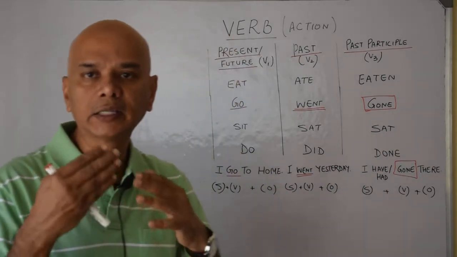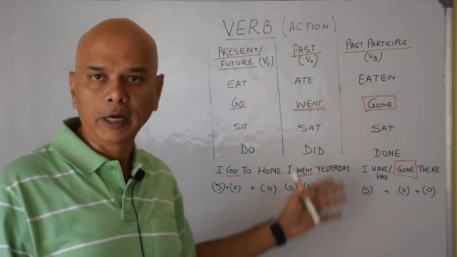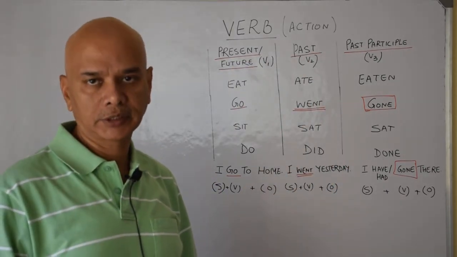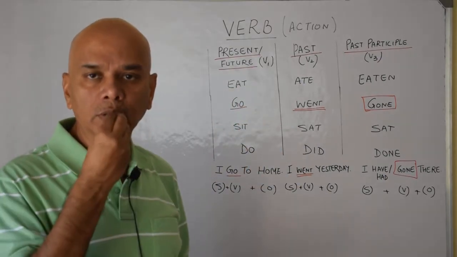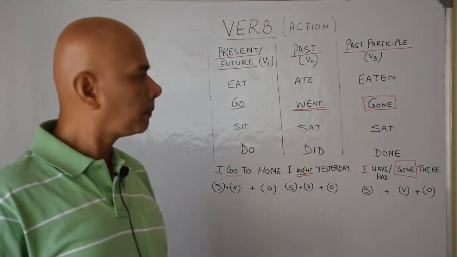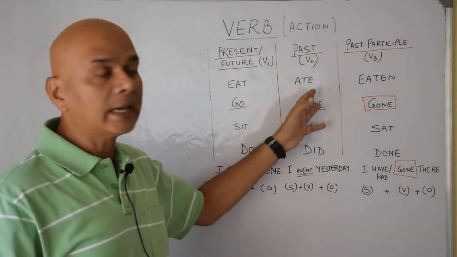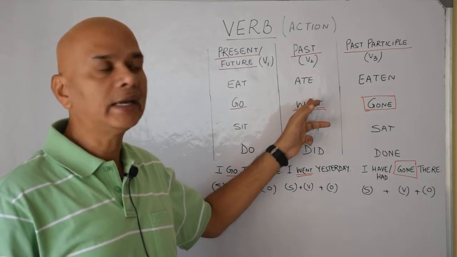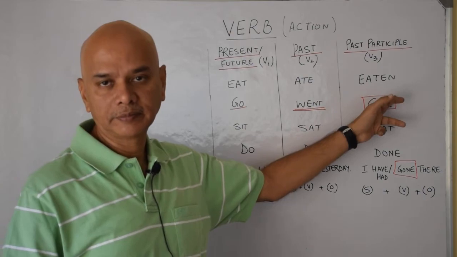First, let us understand the words so that you should develop the word power of verb to make sentences in English. So the word is eat. Eat is to eat food. Eat is the present tense, V1. Past is ate, A-T-E, ate. And past participle or V3 form is eaten.